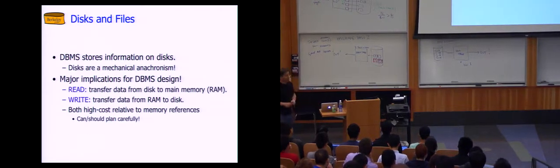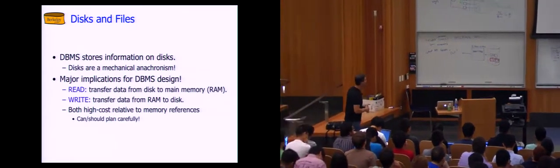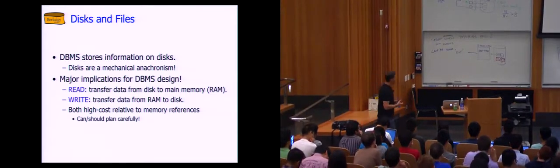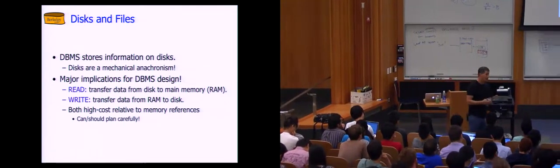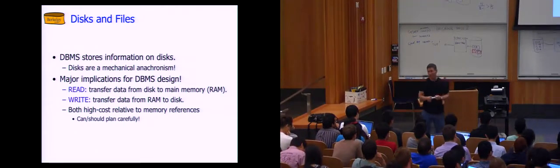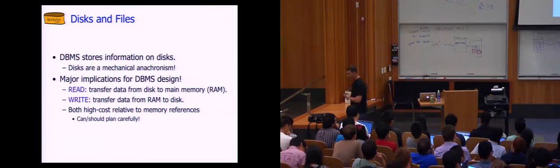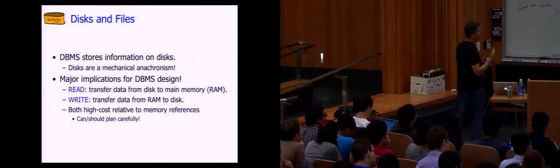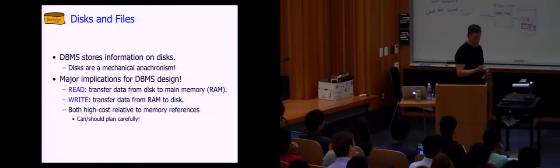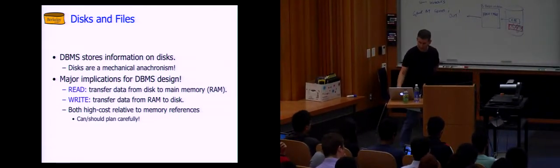All right, disks and files. So we've talked about this a bit in a previous lecture. Databases do store information on disks. A lot of them are magnetic disks. They are mechanical anachronisms. There's not a lot of devices we use in computing that are mechanical anymore. And this has implications. We have to think about read and write costs, and these are both orders of magnitude more expensive than RAM access.